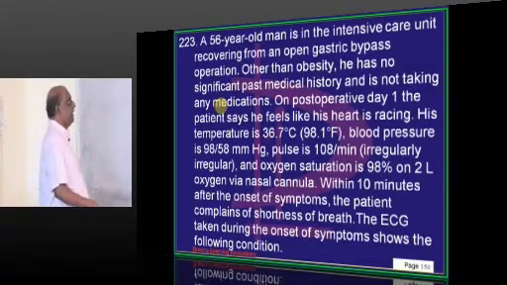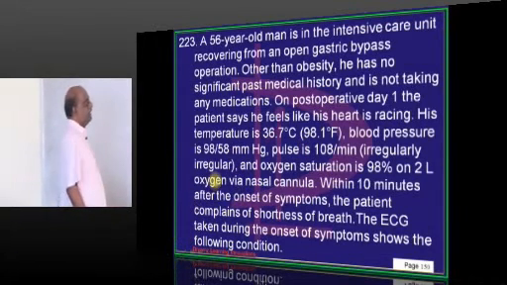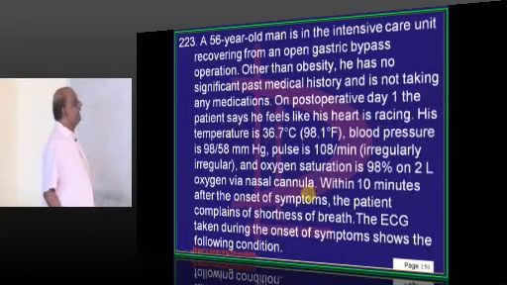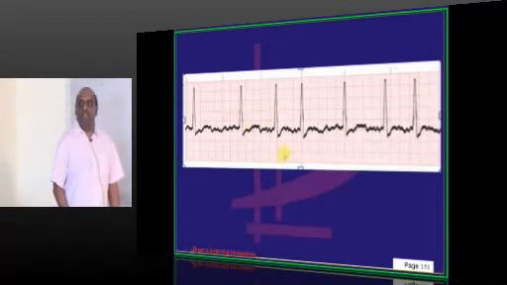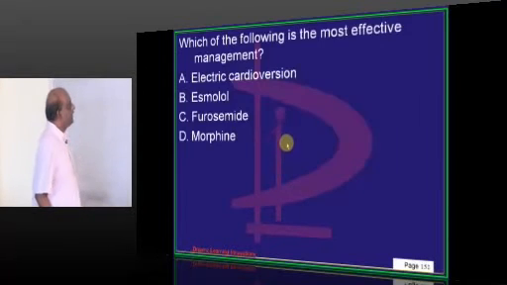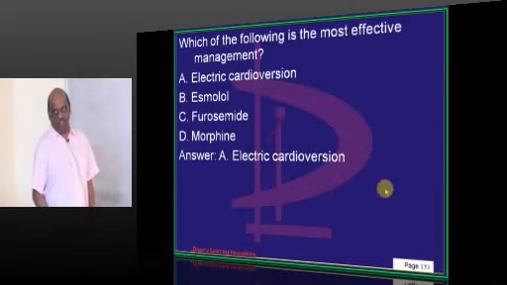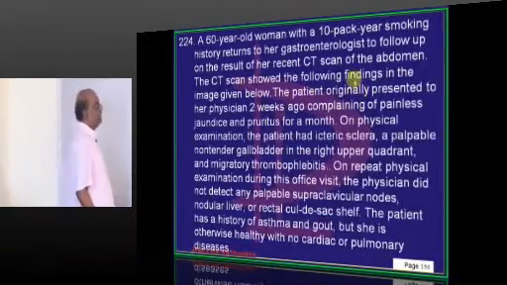A 56-year-old in the intensive care unit had an open gastric bypass operation, and post-operatively he feels that his heart is racing and the temperature is 36.7, and what do you see? There is no P wave seen. So typically lack of P wave is atrial fibrillation. So how do you want to manage? He is in an unstable cardiac condition. That's the reason you need to do electrical cardioversion in order to manage that short bout of atrial fibrillation.